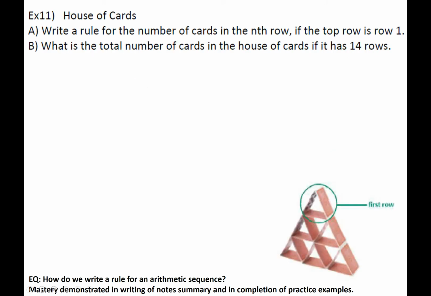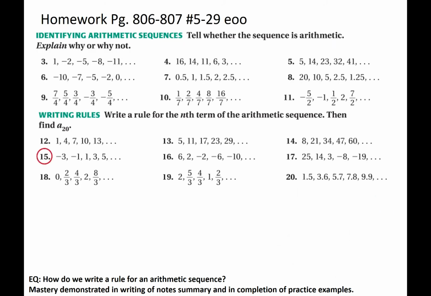Write a rule for the number of cards in the nth row if the top row is row 1. And then what is the total number of cards in the house of cards if it has 14 rows? So we're trying to write a rule, first of all, part A, for the number of cards in the nth row, meaning if I say how many cards are in the 10th row, you could figure it out, or how many cards are in the 22nd row. So if I look at this, go back.